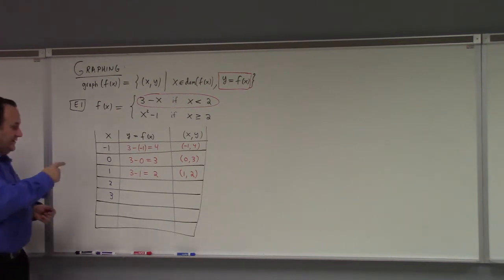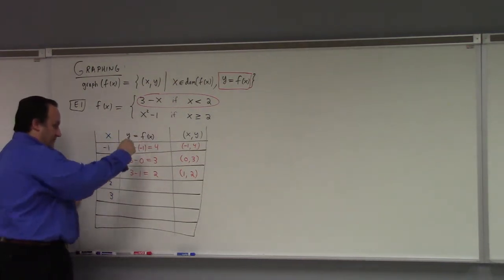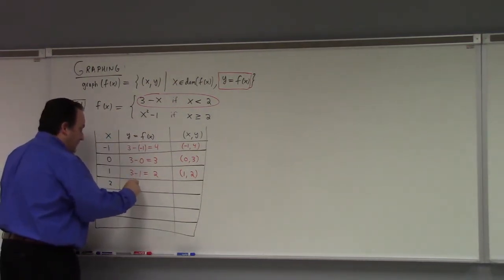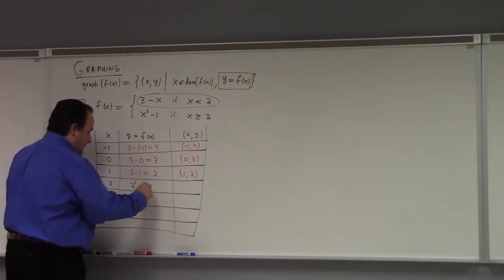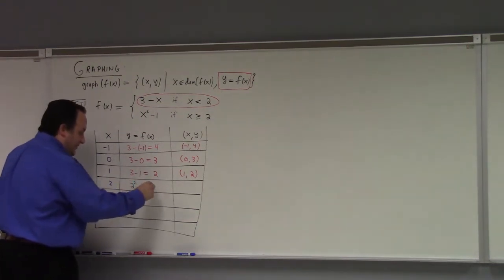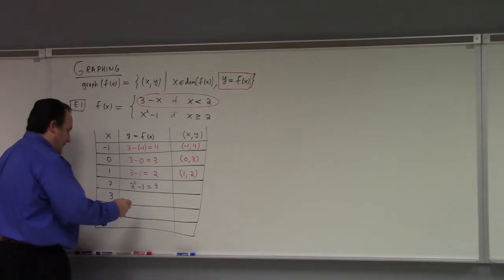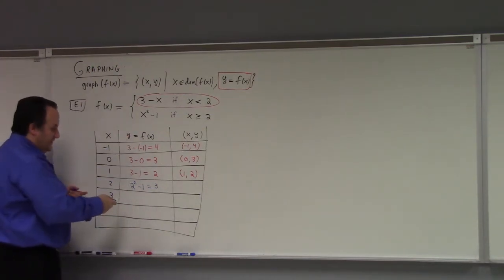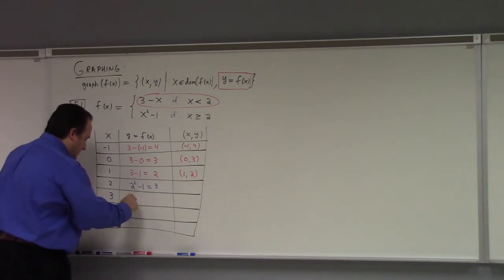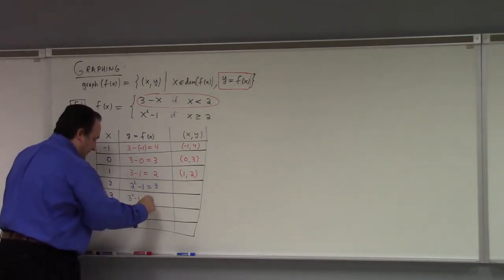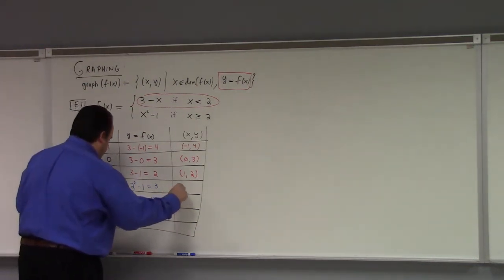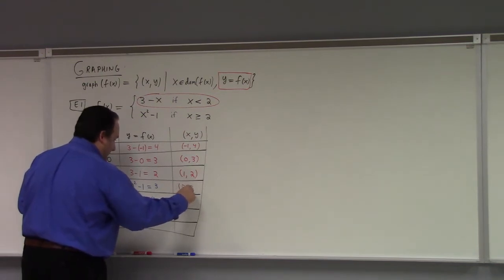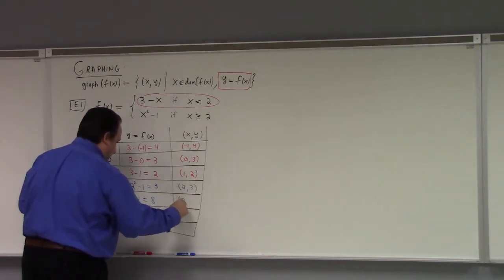So now I have to use the other formula, right? So I do 2 squared minus 1, right? Which is 4 minus 1, which is 3. And then when I go to 3, I'm still in the other case. 3 squared minus 1 is 9 minus 1, which is 8. So I got myself the points (2, 3) and then (3, 8).